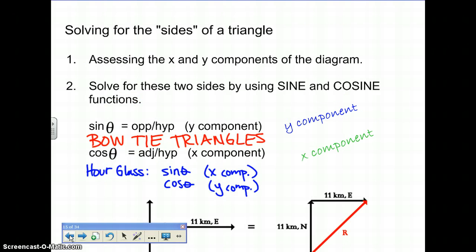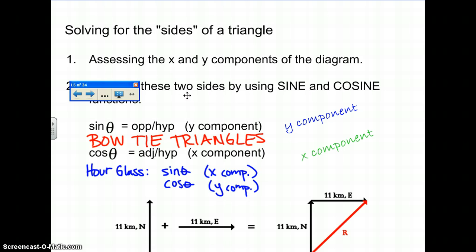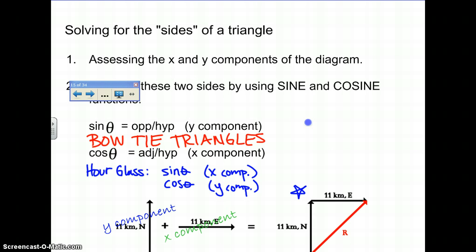So on this slide here, the only thing that I really wanted to assess with you guys is then which one is your y component and which one is your x component. Your y components consist of north and south, or up and down, or forward and backward. And your x components consist of east or west, left or right. And so for instance, this would be a triangle that you could draw to then figure out what is my resultant side. 11 squared plus 11 squared, square root that. That would give you a resultant side of the triangle.